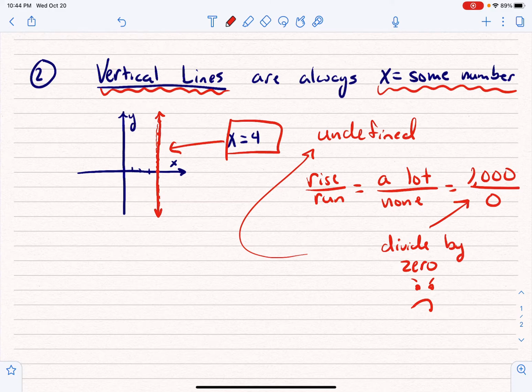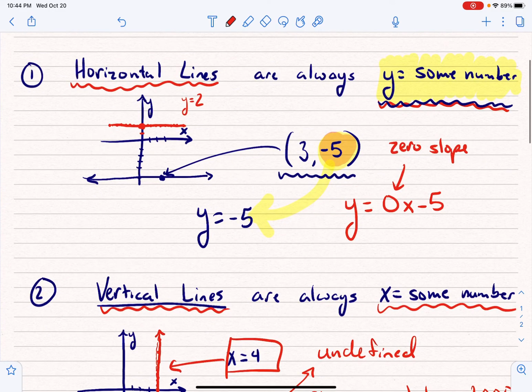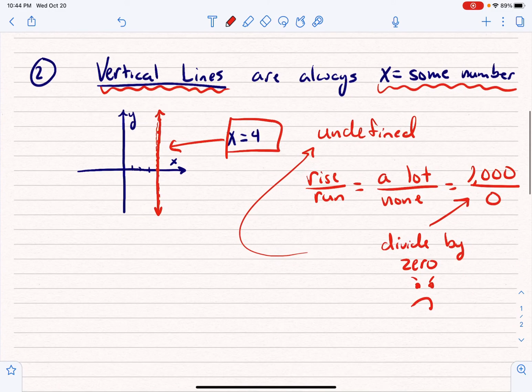Okay, so big idea number 1, horizontal lines are always y equals some number. Big idea number 2, vertical lines are always x equals some number. So now it's time for a question. And this is going to be an easy question.